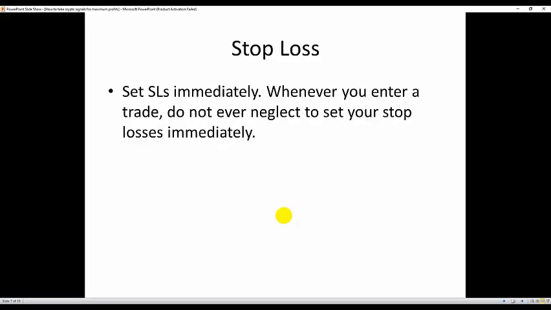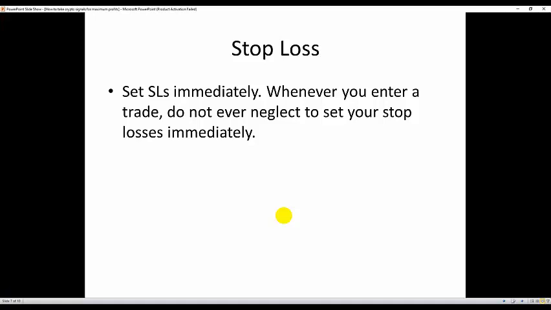So the next thing we need to talk about, very very important, is stop loss. You need to set your stop loss immediately your trade picks up. That is why it is not good for you to just enter a trade and go and sleep. You place your trade and the trade has not clicked, you just go and sleep. It's possible that when the trade picks, it will go against you. You wake up in the morning, you are in serious loss.